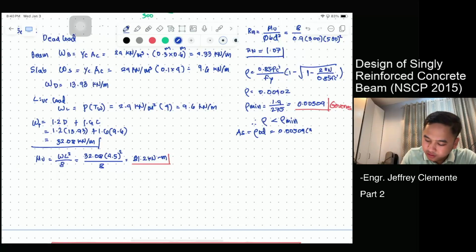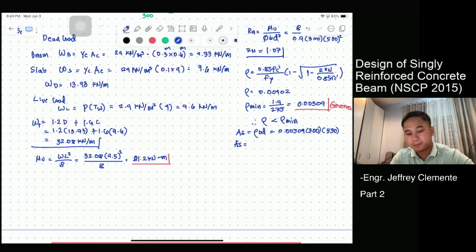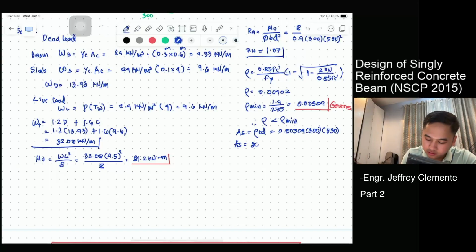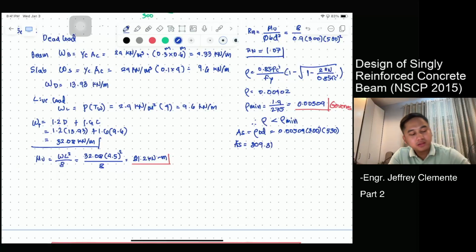Ang B natin is 300. Ang D is 530. So, ang As natin is 0.00509 times 300 times 530. That is 809.31.